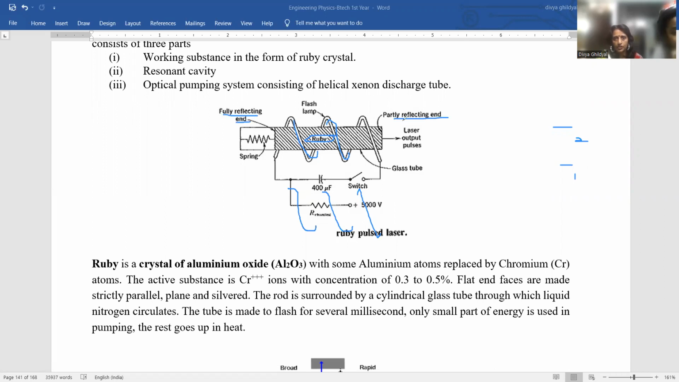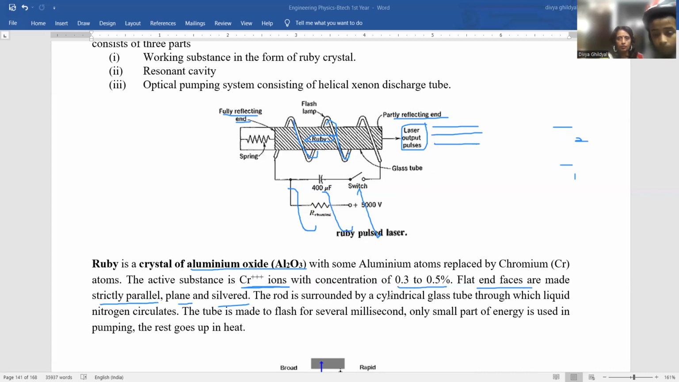Because of these partially reflecting mirrors, the laser light which will be achieved will be highly directional, coherent, and monochromatic. Ruby is a crystal of aluminium oxide with some aluminium atoms replaced by chromium atoms. The active substance is the chromium ions with concentration of 0.3 to 0.5%. Flat end faces are made strictly parallel, plain, and silvered.